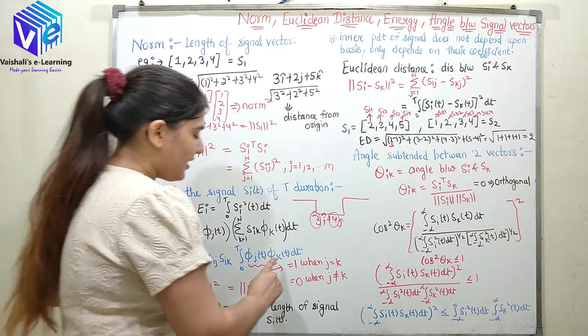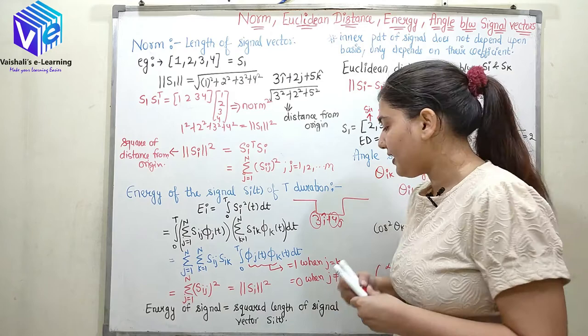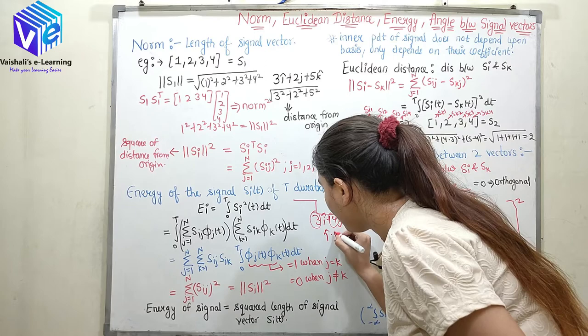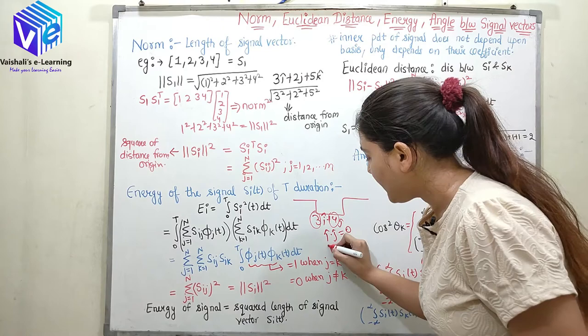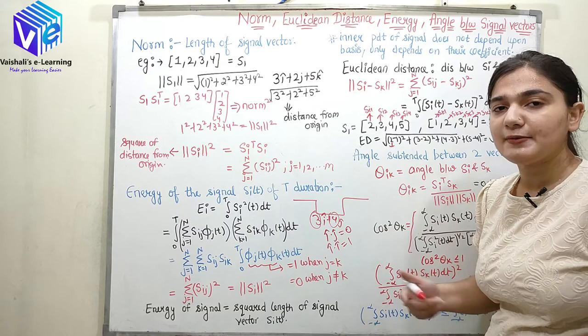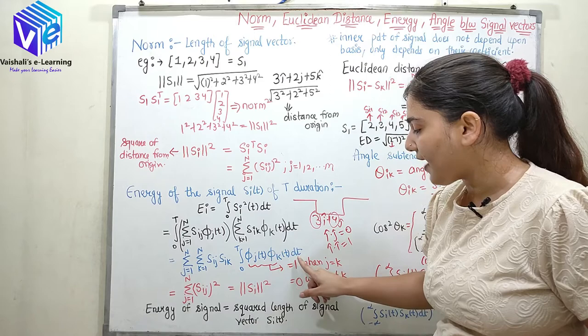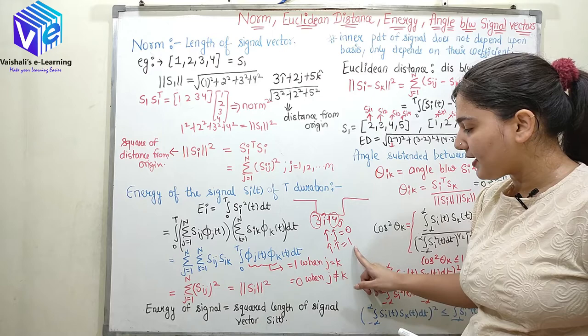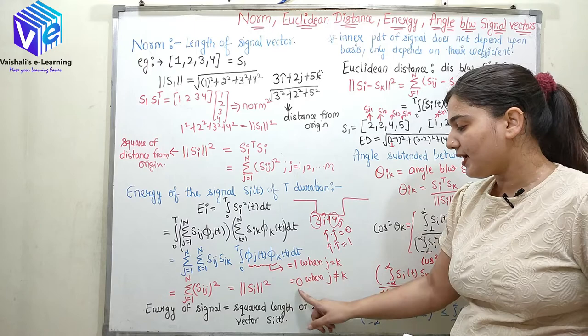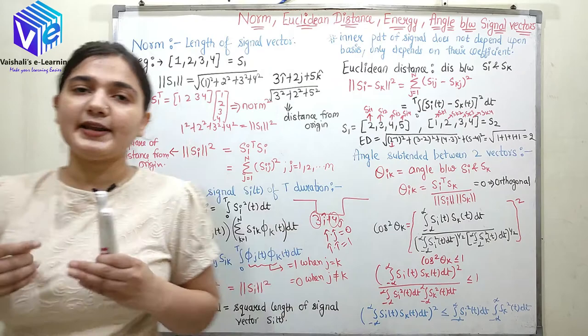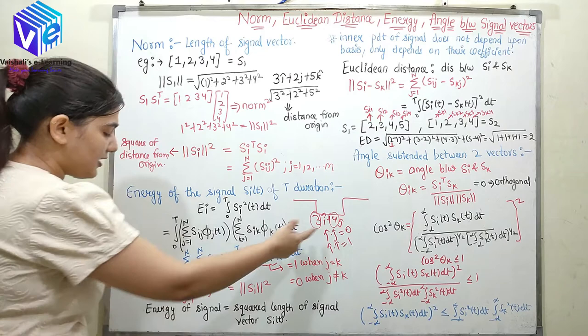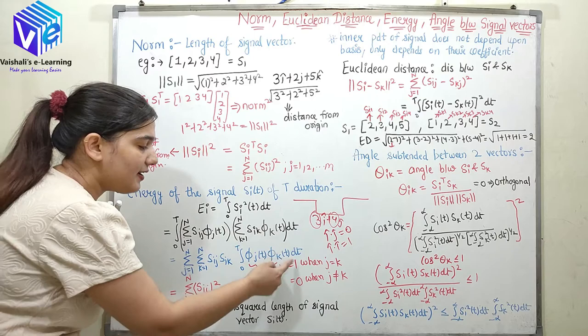Now I will be using the orthonormality property of the basis functions. I know i dot j is equal to 0, this is the orthogonal property, and I know i dot i is equal to 1. So this is the orthonormality property. So the multiplication of phi j into phi k is 1 when j is equal to k. Because it is an orthonormal basis function, it will be 0 when j is not equal to k. I have already given you the example that when I multiply the i vector with the j unit vector, it gives me 0. So if I have j equal to k only, then I'll have 1 as the output. So here I'll be replacing k with j.